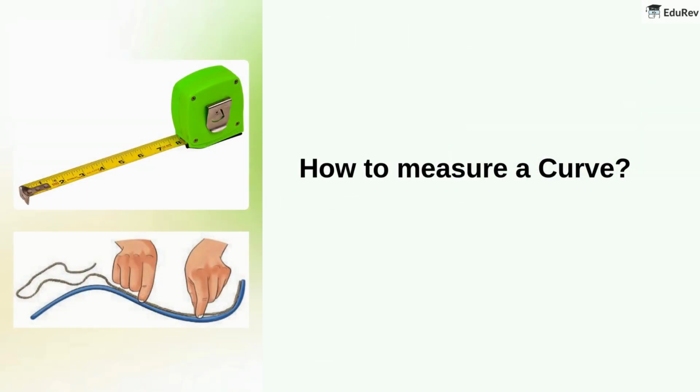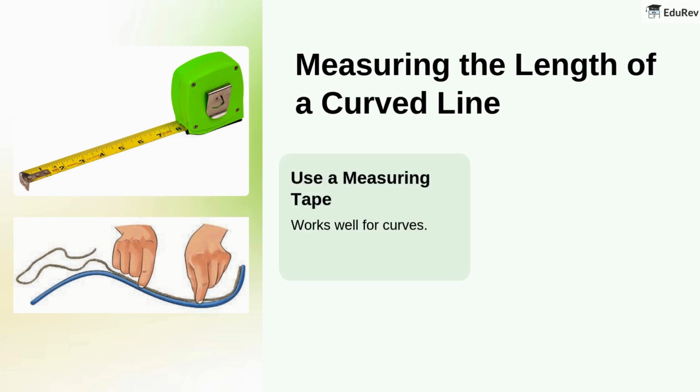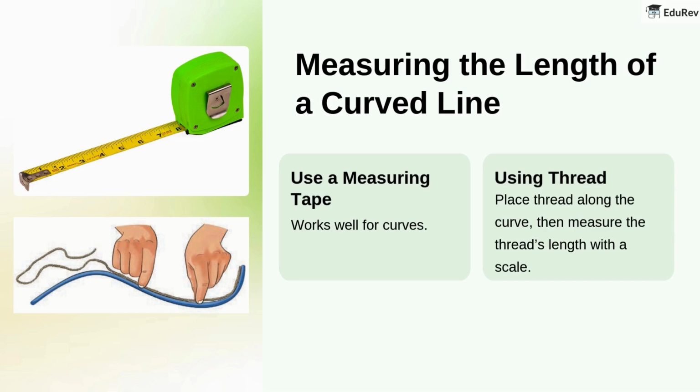But what if we need to measure something with a curve? Let's check this out in the next topic: measuring the length of a curved line. Measuring curved lines can be tricky, but we have some tools for that too. For curves, we use flexible tools, like a measuring tape that bends around shapes. Another clever way is to use a thread or string. Place it along the curve, then measure the thread with a ruler. This way, we can measure things like the edge of a bottle or the curve of a road.